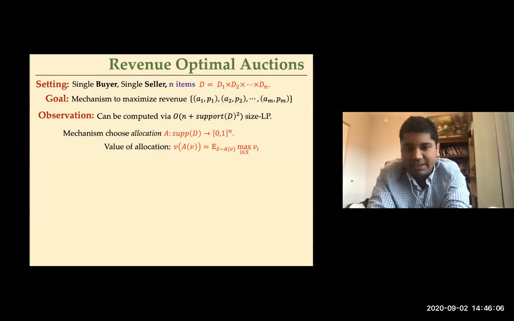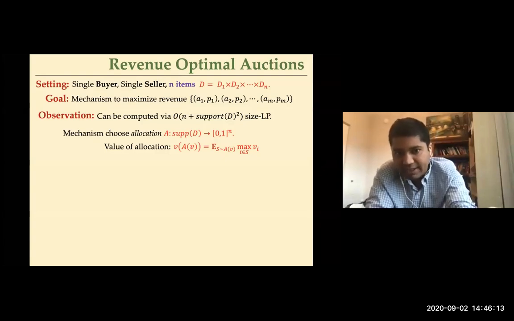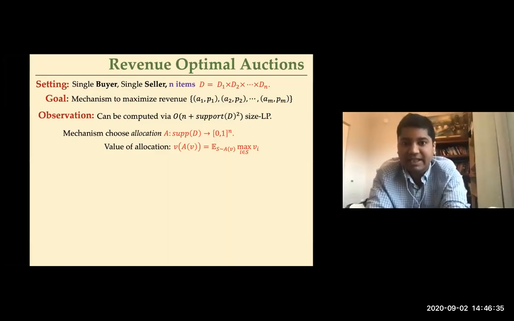V of A of V means the following. Remember, A of V is a distribution on sets. Given A of V, I can now compute the value for the unit demand buyer when a random subset chosen from this allocation A is granted to it. So this on the right-hand side is just the definition of V of A of V. It's basically the unit demand buyer's value in expectation over the random subset that is given to it, as a function of its valuation. Hopefully this notation is clear.